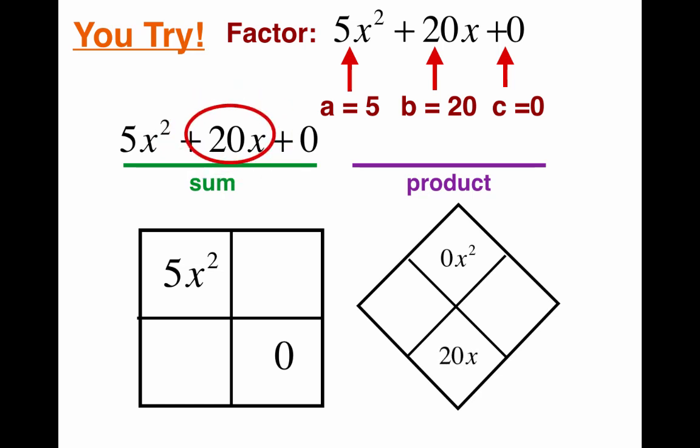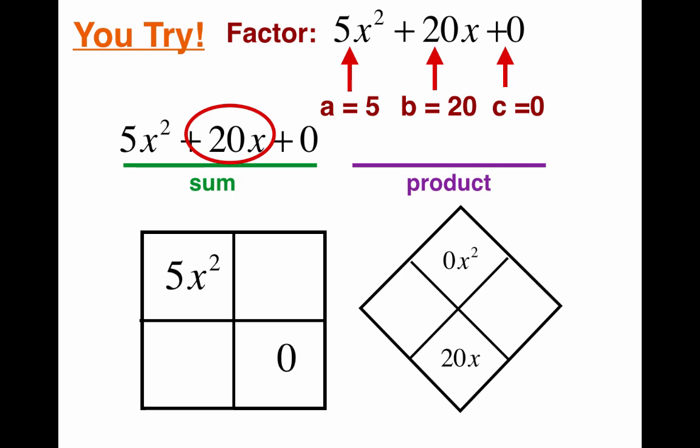So what multiplies to 0 but gives me 20? Well, the only way we're going to multiply to 0 is to times by 0. So I guess we're going to have to do 20 times 0. 20x times 0x is what's going to work. And we'll put those in our boxes, and now we'll solve our rectangle. So let's see, x times x is x squared. We know that.